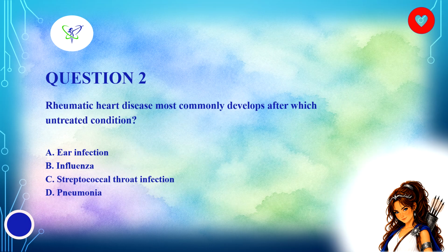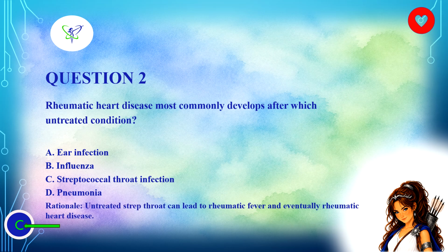Question 2. Rheumatic heart disease most commonly develops after which untreated condition? A, ear infection, B, influenza, C, streptococcal throat infection, or D, pneumonia. I'm going to say C, streptococcal throat infection. Untreated strep throat can lead to rheumatic fever and eventually rheumatic heart disease.